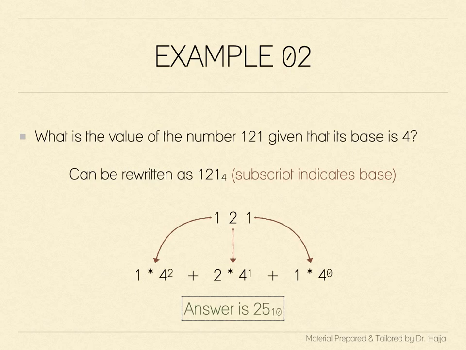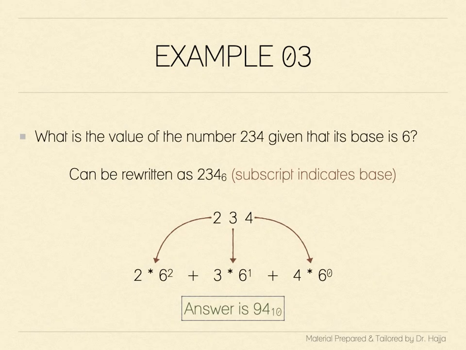The rightmost digit, 1, multiplied by 4 to the power of 0, which gives us 1. The middle digit, 2, multiplied by 4 to the power of 1, which gives us 2 times 4 or 8. And finally, the leftmost digit, 1, multiplied by 4 to the power of 2, which is 1 times 16. Summing these results gives us 16 plus 8 plus 1, which is 25 in decimal notation. So 121 in base 4 equals 25 in base 10. Fascinating, isn't it? We're effectively translating between different numerical languages.